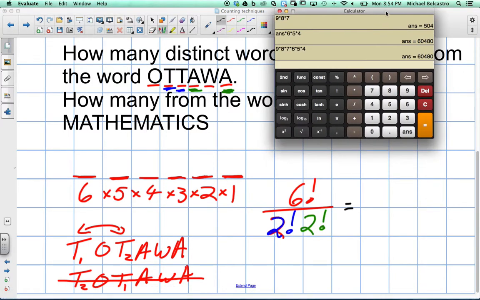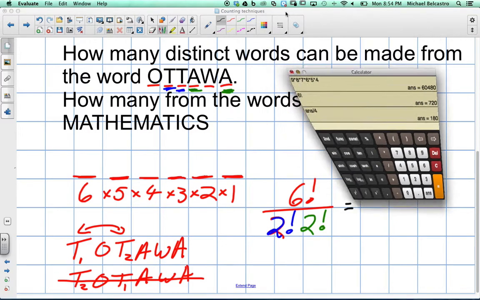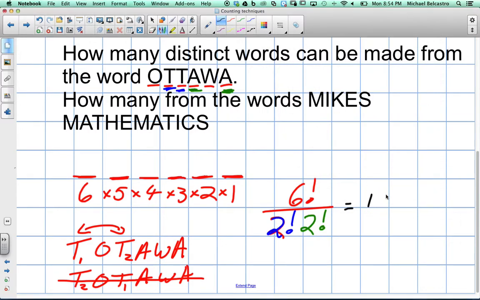Let's take a look. I don't know if I can do factorials. Oh, I can. Wonderful. 6 factorial, and then I'm going to be dividing by 2 factorial, which is 2, and 2 factorial is 2, so 2 times 2 is 4. So I'm going to divide by 4. Does that make sense? 180. I can't believe I got that. All right, so there are 180 distinct different ways we could rearrange the letters in Ottawa.